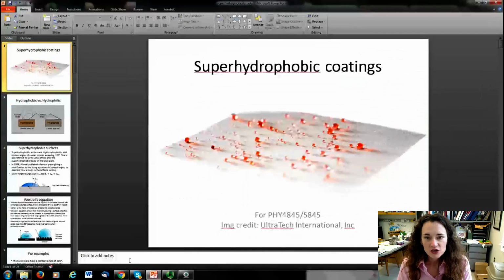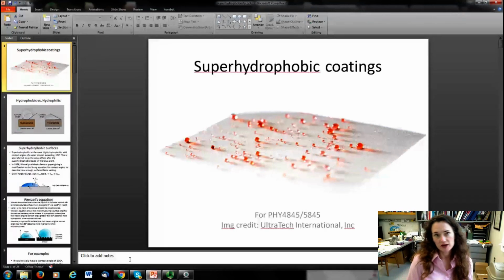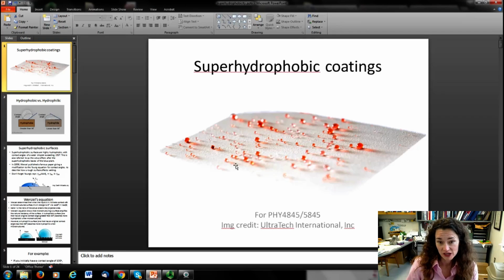Hi there. So today I want to talk to you about superhydrophobic coatings. And here you see an image of a superhydrophobic coating that's put out by Ultratech International, and it shows some dye beading up on top of the coating.